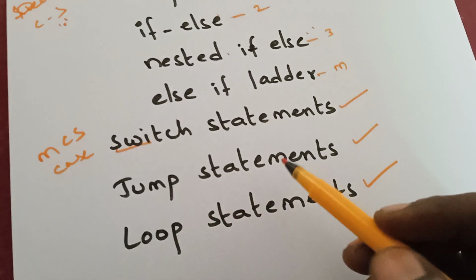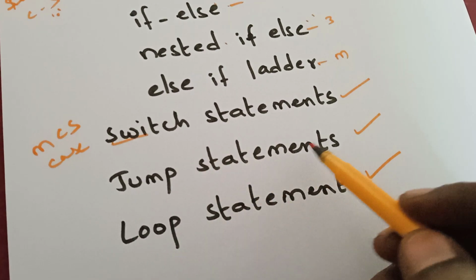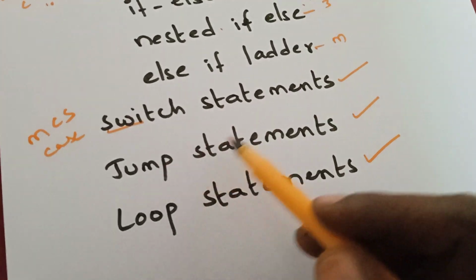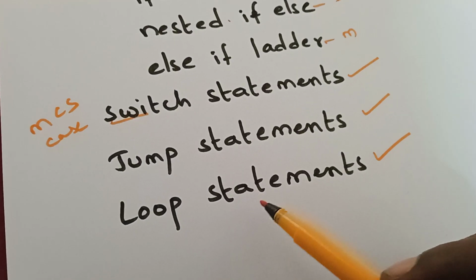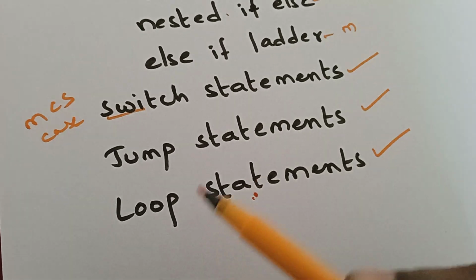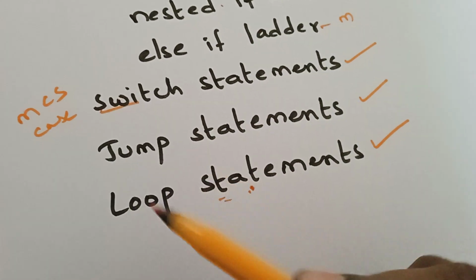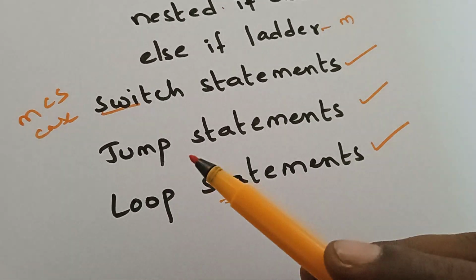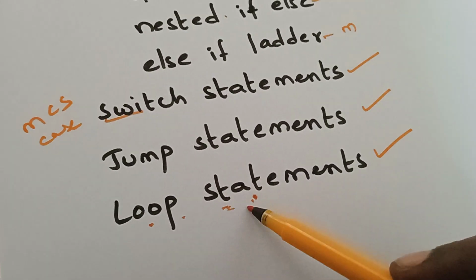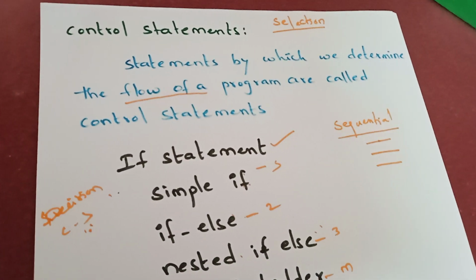The next is jump statements. The name itself tells it. Using these statements, we will be jumping from one block of code to another block of code. That is jump statement. Loop statements are the statements which will repeat a number of times until the condition fails. Loop means what? Cycle, right? So that cycle will get executed until the condition fails. These are the general information about control statements.